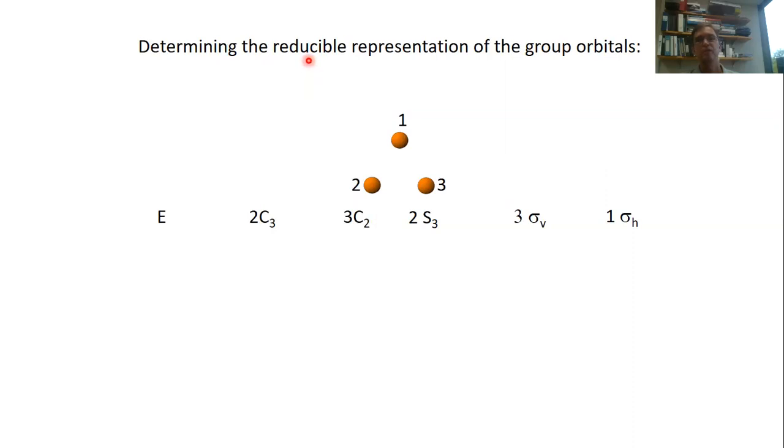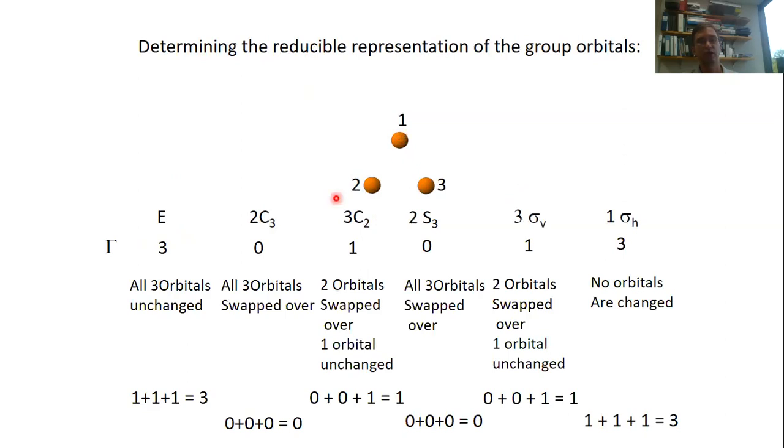All right. So now we determine the reducible representation of the ligand group orbitals. We can apply the orbital swapping method. For the identity, these three orbitals never swap, right? So all of them get the character 1. Therefore the first character is 3.